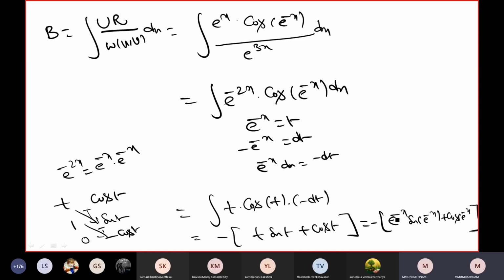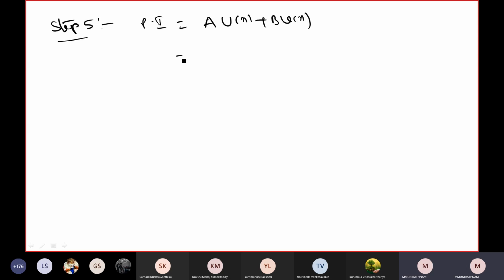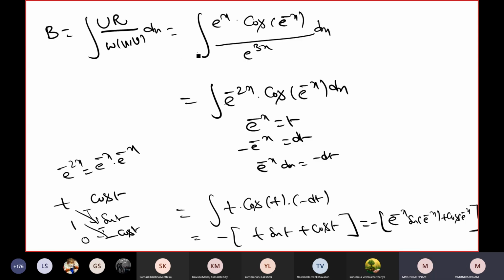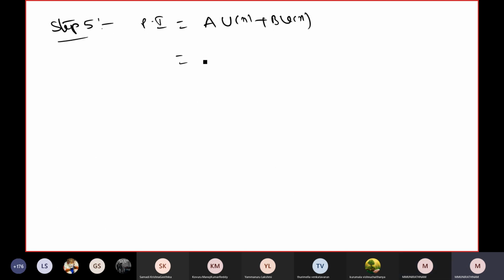ఓకేనా? రాసుకున్నారా? So therefore PI is step 5. Therefore PI equal to A into U of X, B into V of X. What is A? A ఎంత వచ్చింది మనకు, sin of e power minus x. U ఎంత వచ్చింది? U అంటే e power x, అవునా?